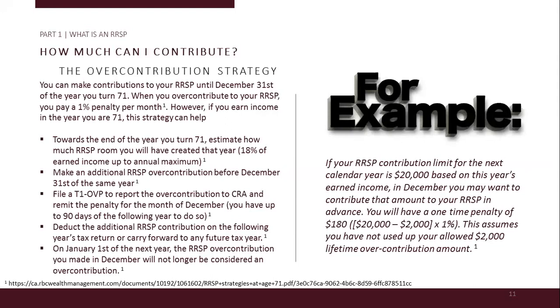Let's look at an example. If your RRSP contribution limit for the tax year you turn 71 is $20,000 based on the year's earned income, you may want to contribute that amount, $20,000, to your RRSP before the end of December of that year. You will have a one-time penalty of $180. That's derived by the $20,000 over-contribution minus the $2,000 one-time over-contribution amount, times 1%, which is $180. Of course, this example assumes you've not used your allowed $2,000 lifetime over-contribution amount.